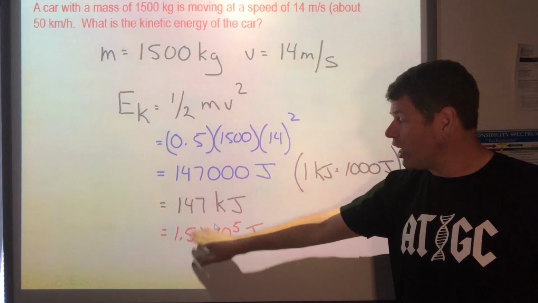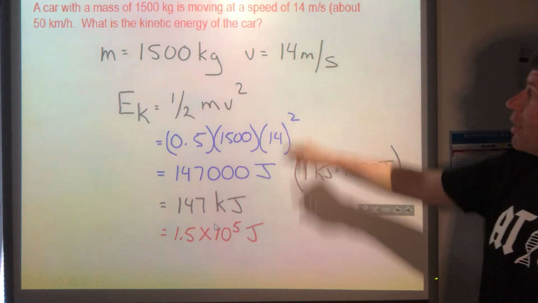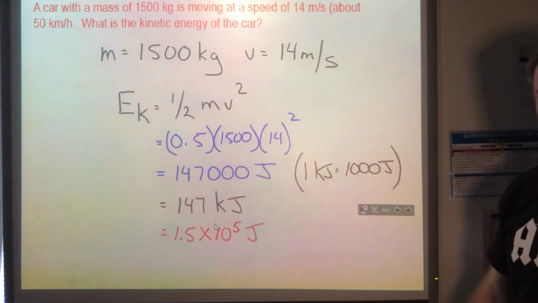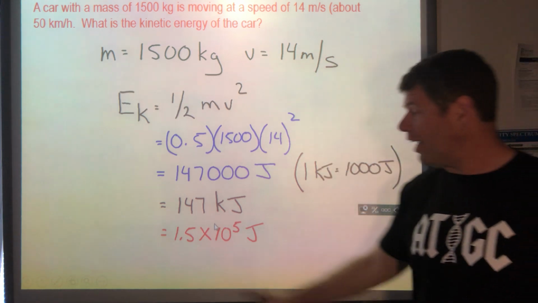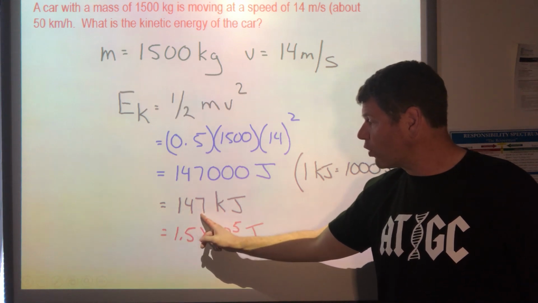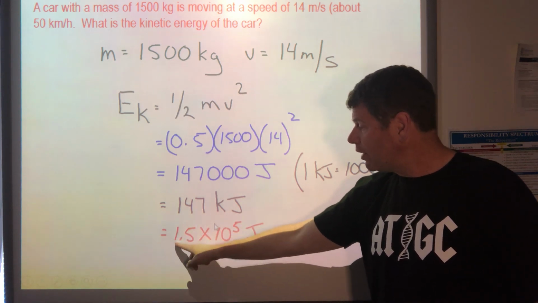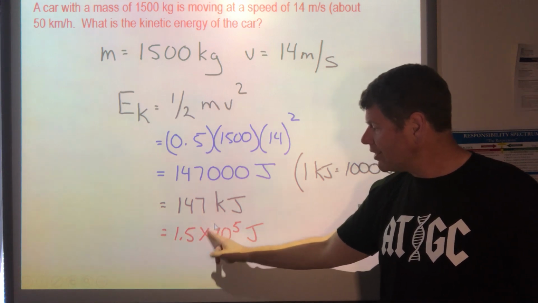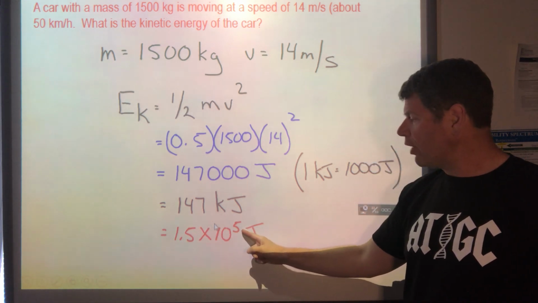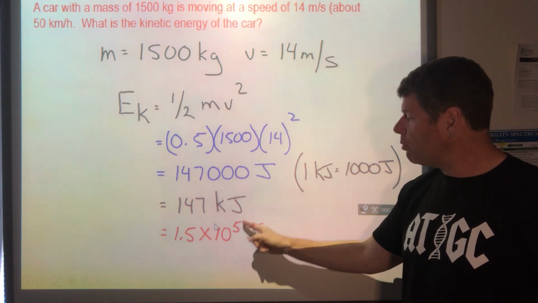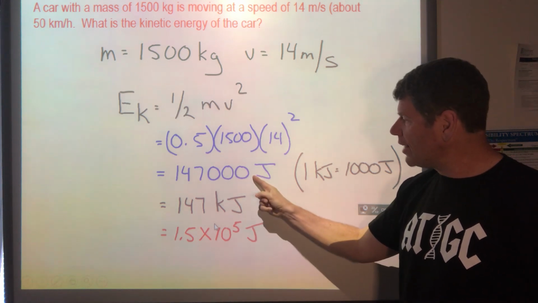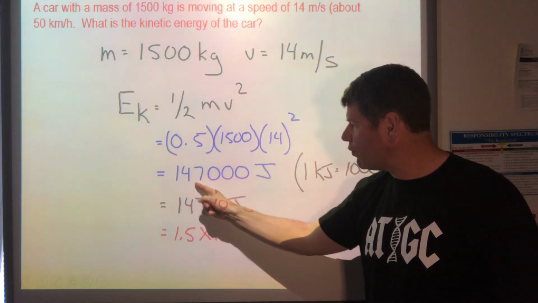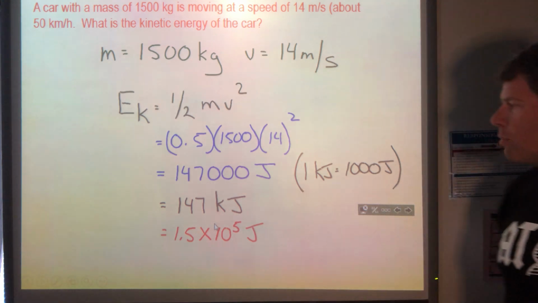Even better is if we change it into scientific notation. Because we were given 2 digits in our question, we might only want 2 digits in our answer. We take our 147 and make it 2 digits, so we'd round the 4 to a 5, so it'd be 1.5 times 10 to the, and remember, if I'm going to keep it in joules, it would be to the 5th, since we had to take that decimal and move it to the left 5 places. 1, 2, 3, 4, 5. So that's where that 5 comes from.